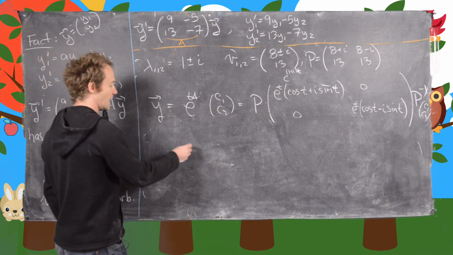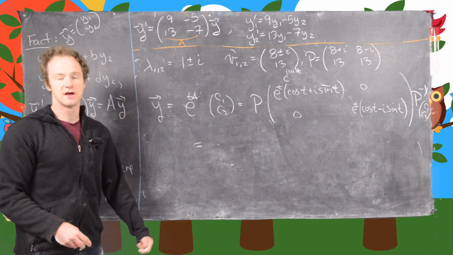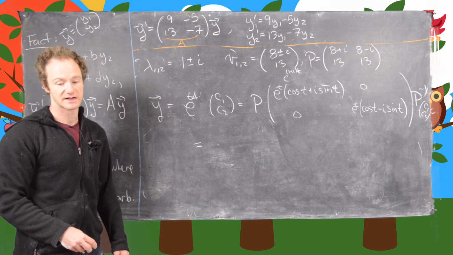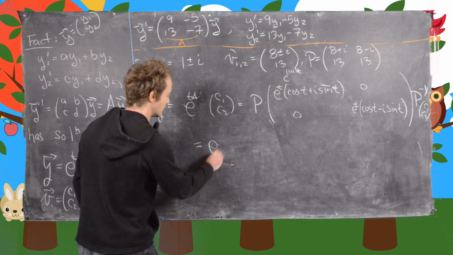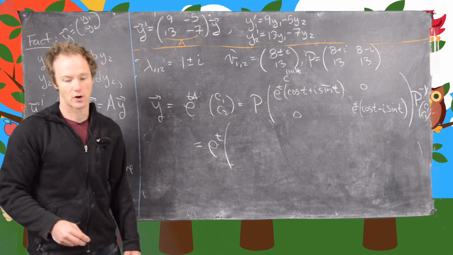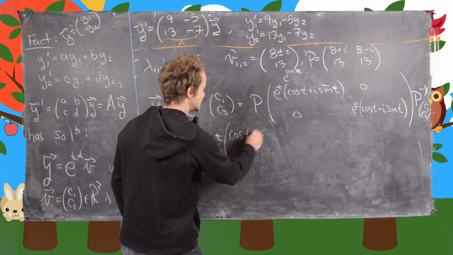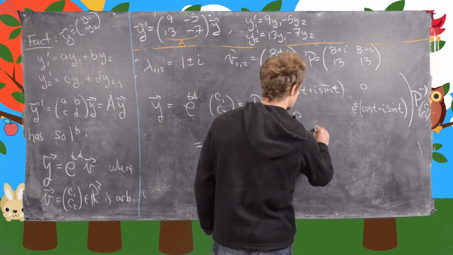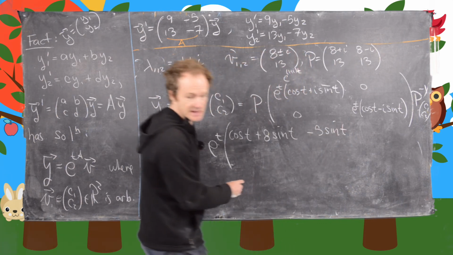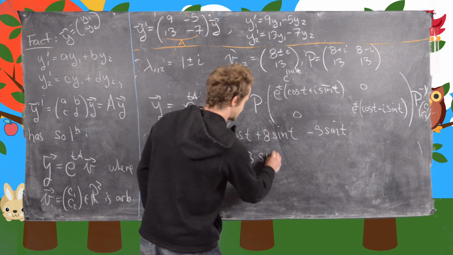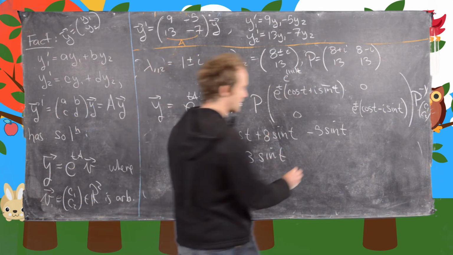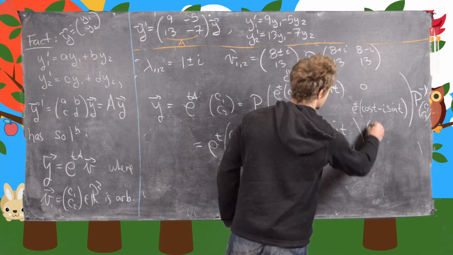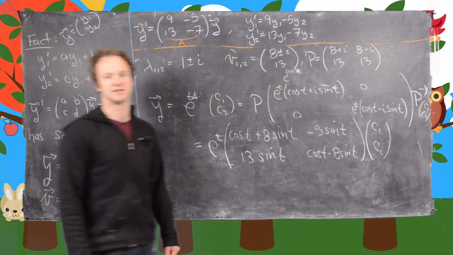Okay, so now I won't show all of the details, but if we were to multiply that out, which is really just some multiplication of matrices, all of the complex numbers will cancel and we'll end up with the following. We can factor an e to the t out of the whole thing, and then we get cosine t plus 8 sine t. And then over here we have minus 5 sine t. Down here we have 13 sine t. And then finally over here we have cosine t minus 8 sine t. And that's going to be multiplied by our arbitrary vector c1, c2.